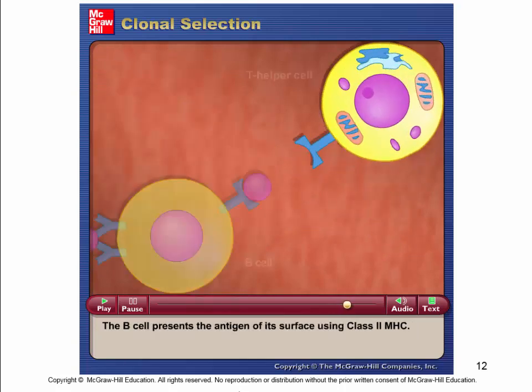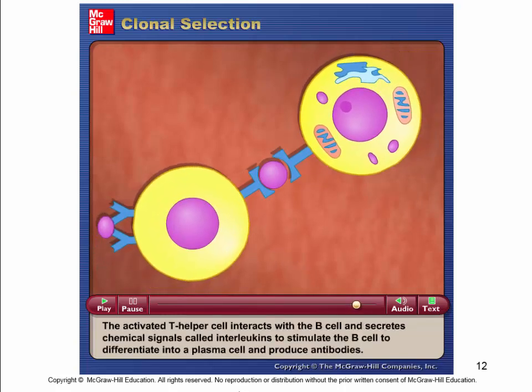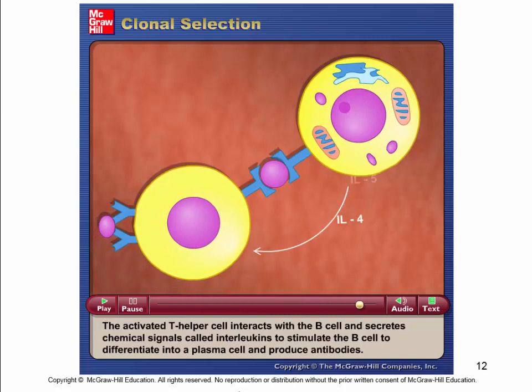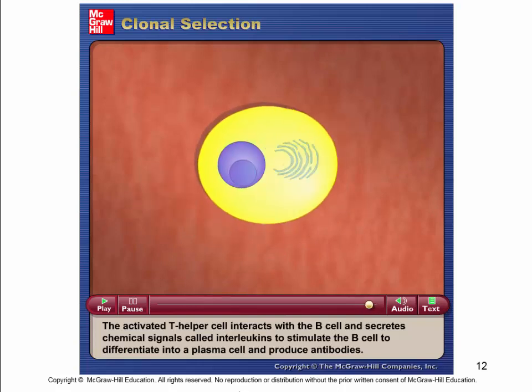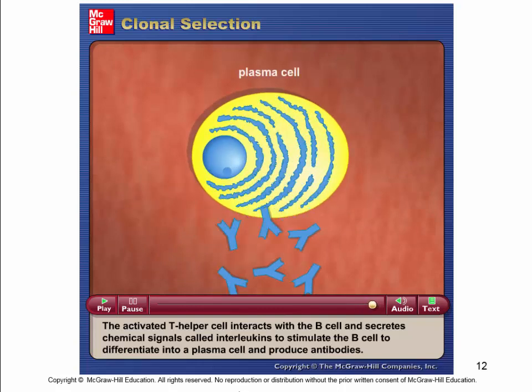The B cell presents the antigen on its surface using class II MHC. The activated T helper cell interacts with the B cell and secretes chemical signals called interleukins to stimulate the B cell to differentiate into a plasma cell and produce antibodies.